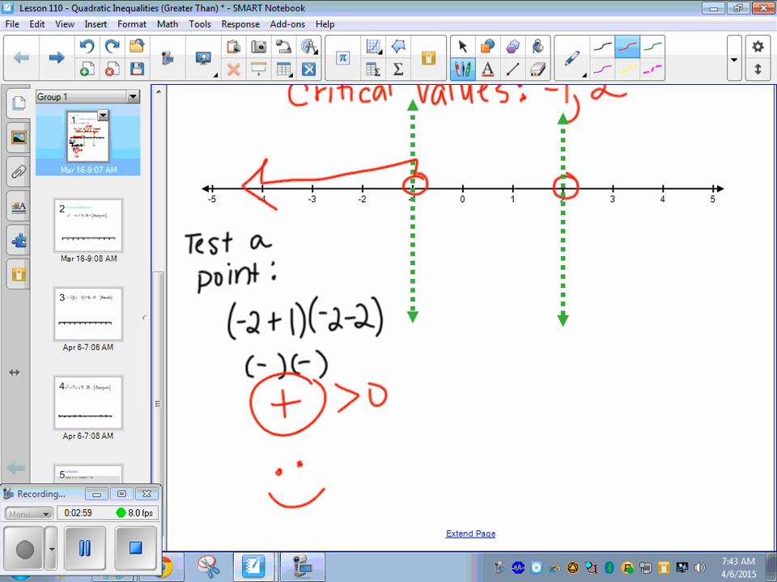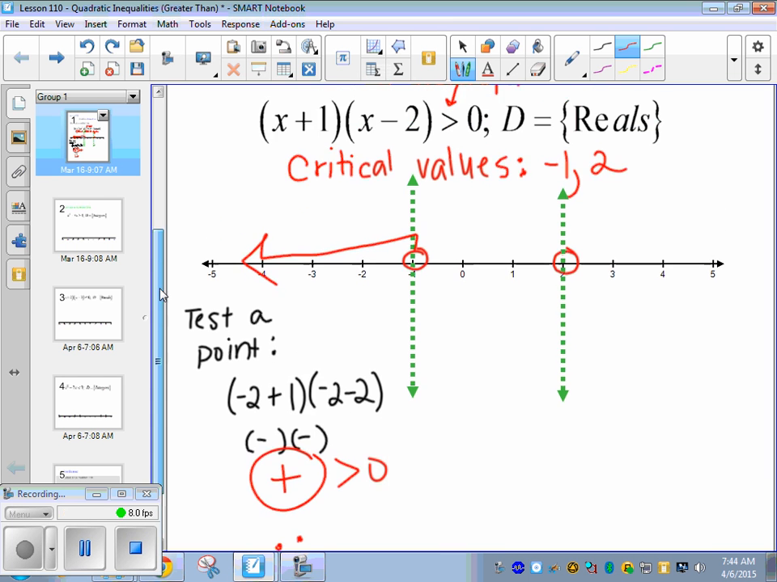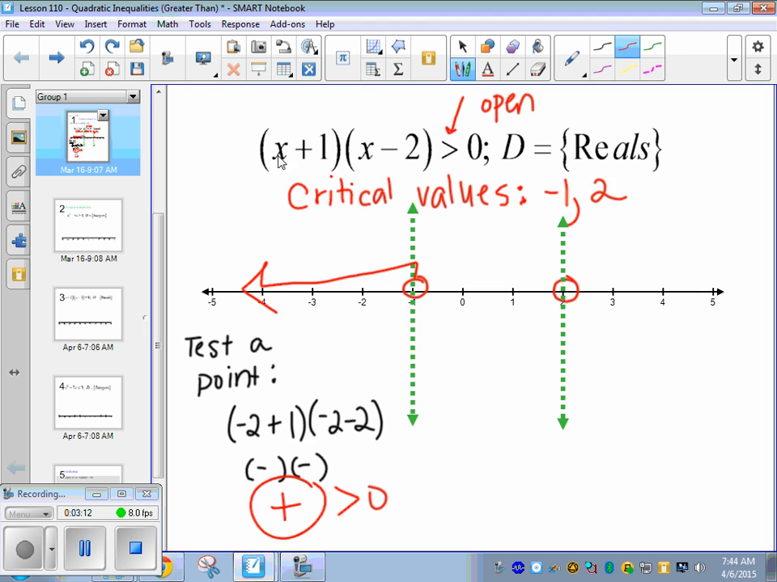Now let's test a point in between the 2 critical values. So a really good number to test would be 0. You should always try to use that one if it's available. I'm going to test 0 on the next one. So I'm going to plug 0 in right here for x. So 0 plus 1. Plug 0 in for this x. So that's 0 minus 2.